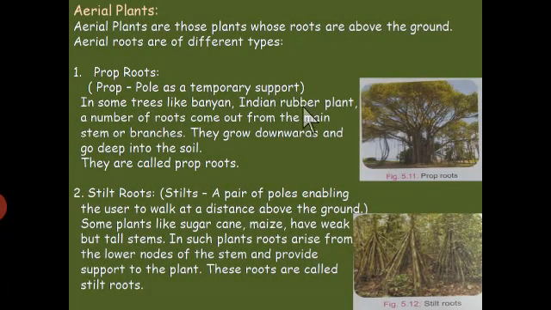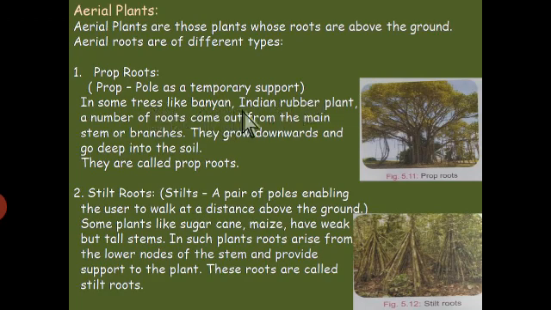Students, let us discuss the aerial plants. The adaptations in aerial plants. Aerial plants are those plants whose roots are above the ground. Aerial roots are of different types. We will discuss the 4 types of aerial roots. First of all, prop roots. What do you mean by prop, students? Prop means pole as a temporary support.